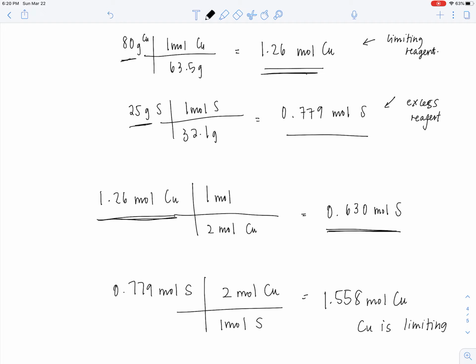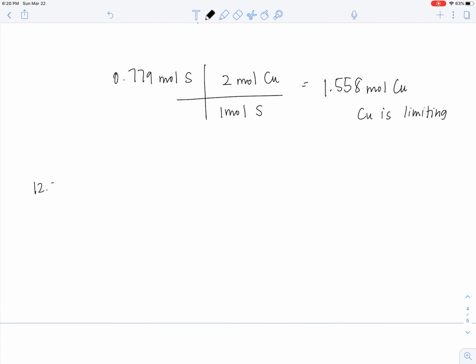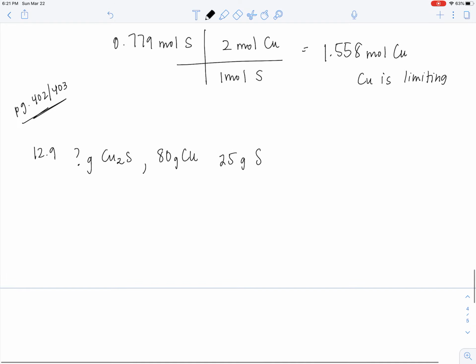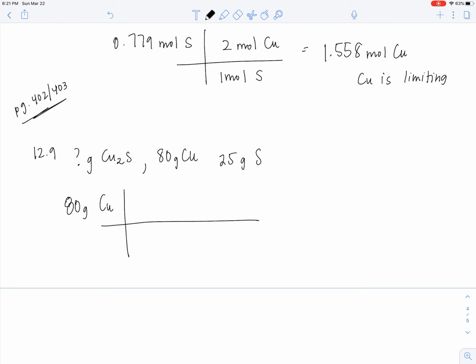Okay. Now let's look at problem 12.9. You can follow along with these. They're on pages 402 and 403. So it says, what's the maximum number of grams of copper 1 sulfide that can be produced when we have 80 grams of copper and 25 grams of sulfur? So how many grams of copper 1 sulfide? We know that copper is our limiting reagent, so we're going to use this 80 grams of copper.